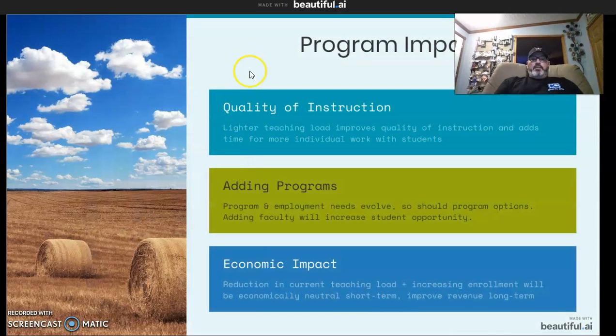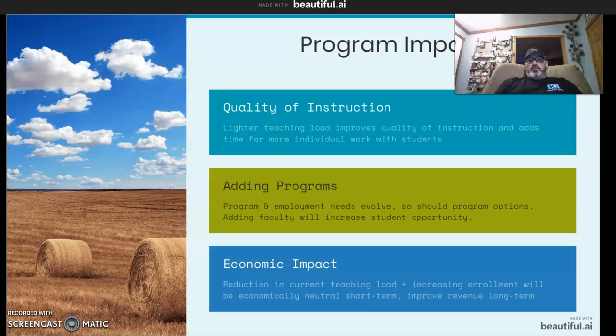A little bit on program impact. If we were to seriously consider you as the board and the leadership team approving our proposal, here's some of the key things that I want you to take home as impact to our program. Number one is quality of instruction.